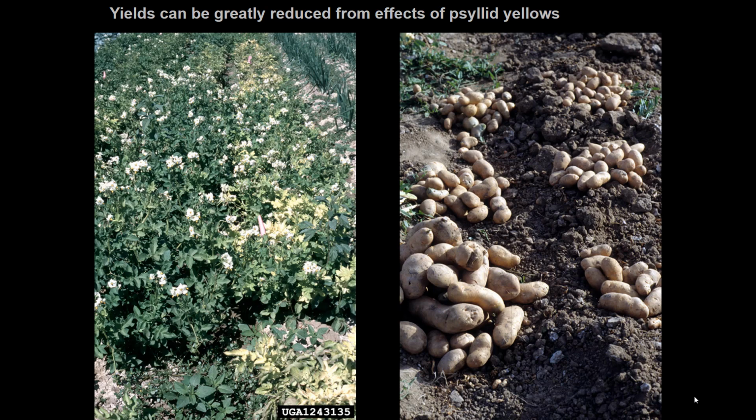So tuber size is greatly affected, and if psyllids come in early in the season when the plants are just sizing up and you have good numbers, you can have essentially complete crop loss, and that happens periodically in eastern Colorado and has forever since people have been growing potatoes. So smaller size, reduced yield is one thing you'll see, but then there's other things that can happen.